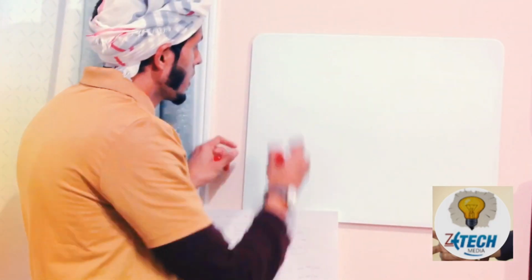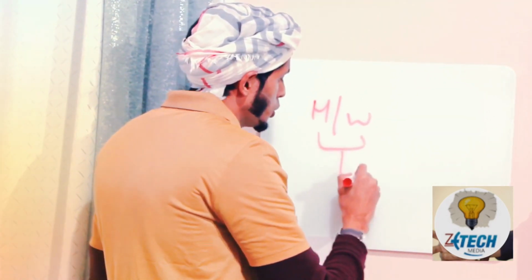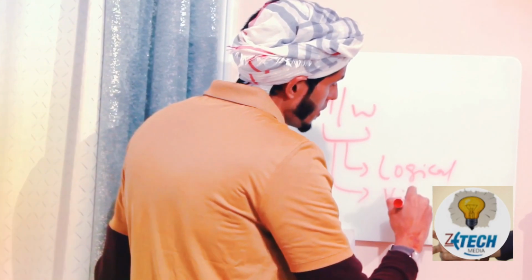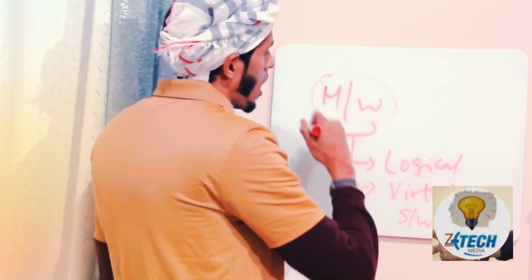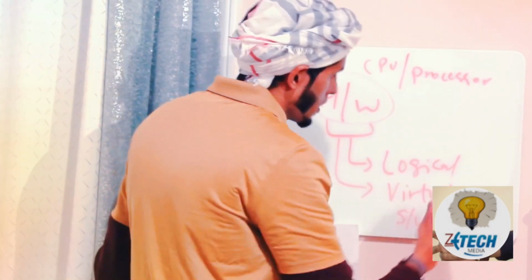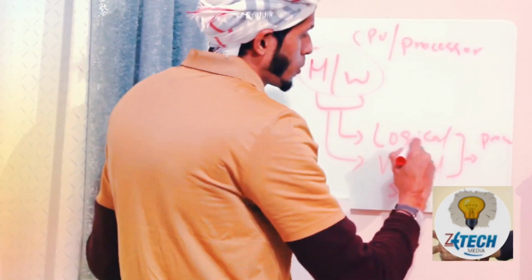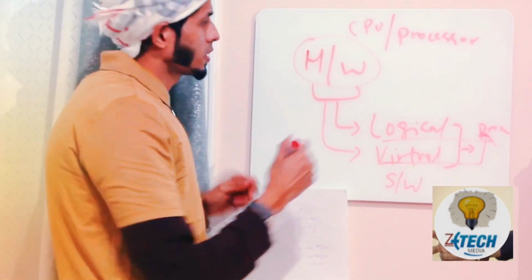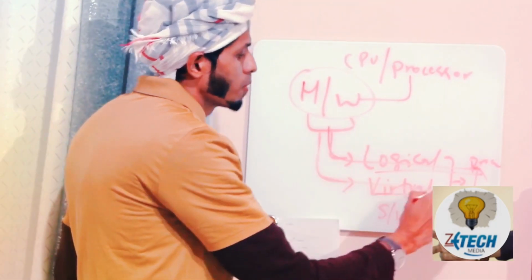It's a process of converting hardware to logical, or virtual, software. So what is this hardware? It can be a CPU or a processor. What are these? These are also processors, but logical processors, or software processors, or virtual processors. So hyper-threading is a process of converting a physical processor to a logical processor or a virtual processor.